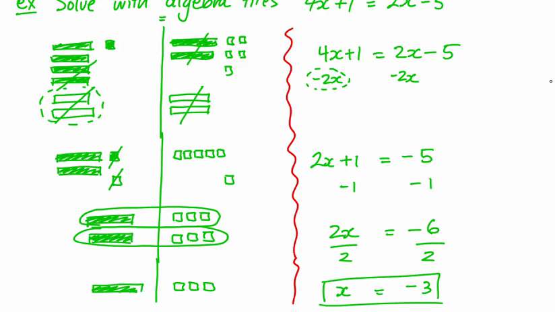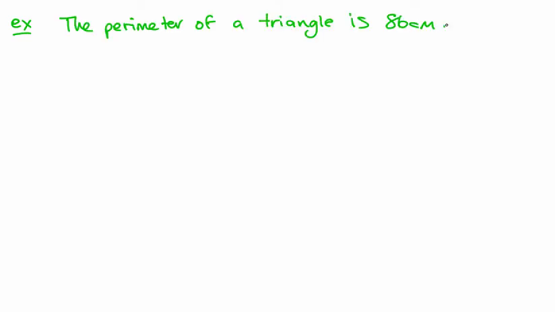Let's take a look at a word problem using some algebra. Work with this question. The perimeter of a triangle is 86 centimeters. And one hint when you're working on these questions is start to draw out what you know. You know you have a triangle, and you know that the perimeter is 86 centimeters. And just to remind you, the perimeter is the distance all the way around those edges, so it's the total distance around. Some more information.